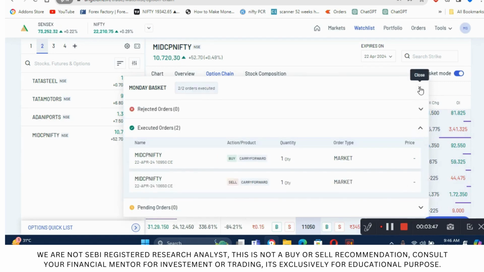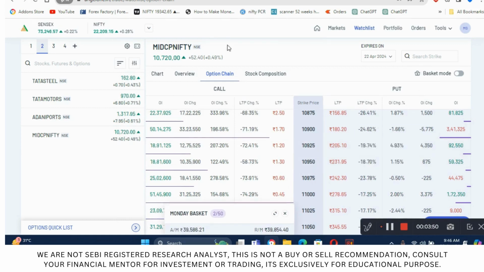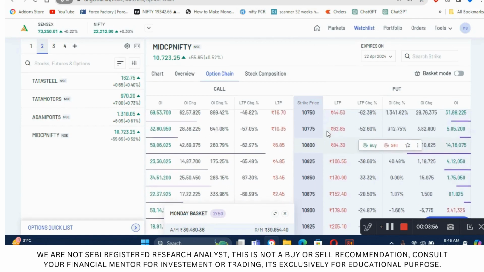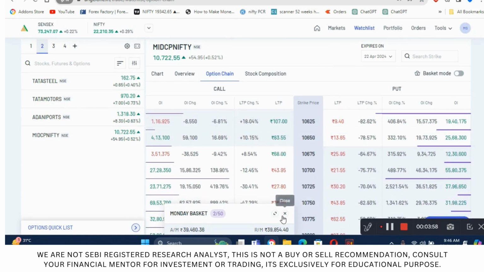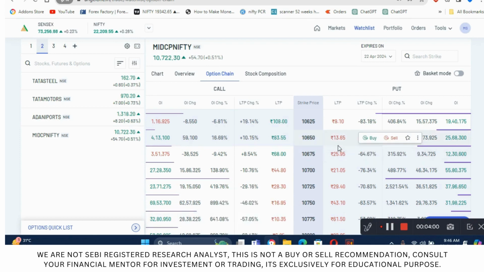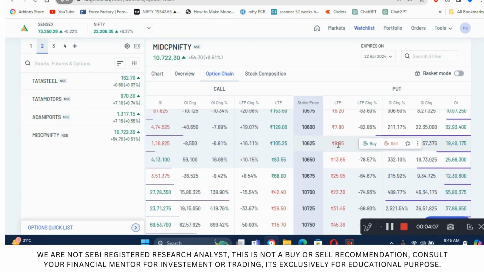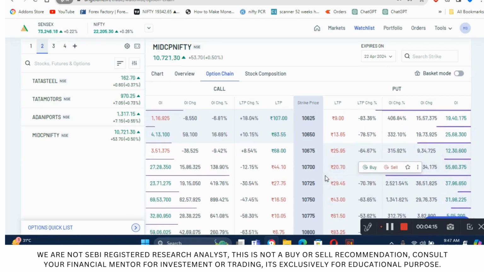Friends, our orders are executed. Now I will do one thing. I will go here and buy this without hedging. I will buy this one, friend, because this is just 13 rupees of premium. Oh no, I will buy this one. Sorry, I will go and buy this one. Let's see.